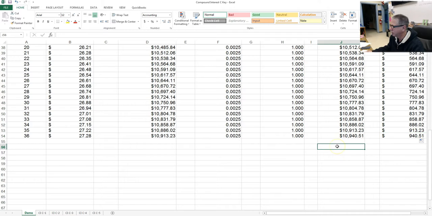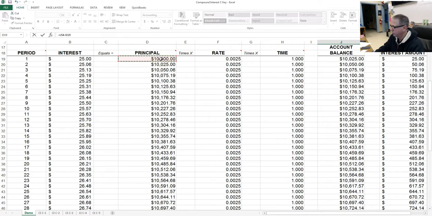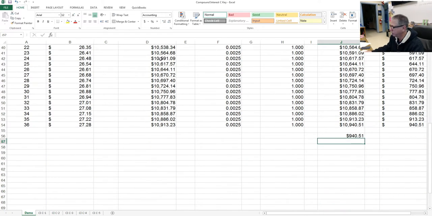And once again, just to make sure that our calculations are working properly, we'll take that ending account balance and subtract the beginning principal amount, and it should be the same as the compounded interest amount, and there it is right there, same amount.